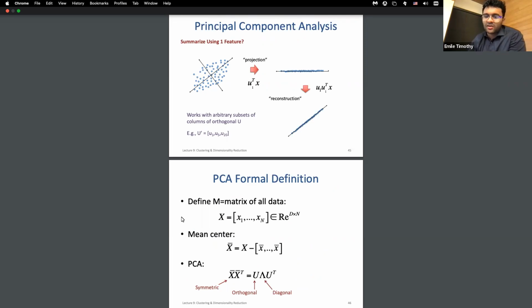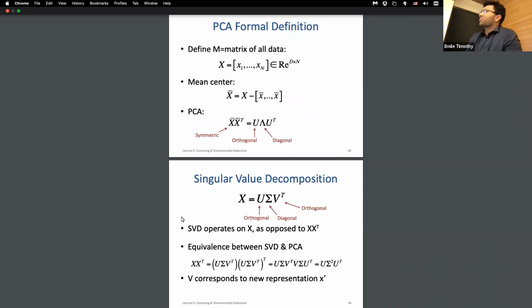So the formal definition of PCA is you have a matrix X, which is given by the concatenation of n real valued vectors of dimension D. So X is a D by N dimensional matrix. You have a centered version of this matrix, which is given by X minus the mean of every vector. And then you have X times X transpose, which is a symmetric matrix now. And you can write this as U lambda U transpose, where U is an orthogonal matrix and lambda is a diagonal matrix.